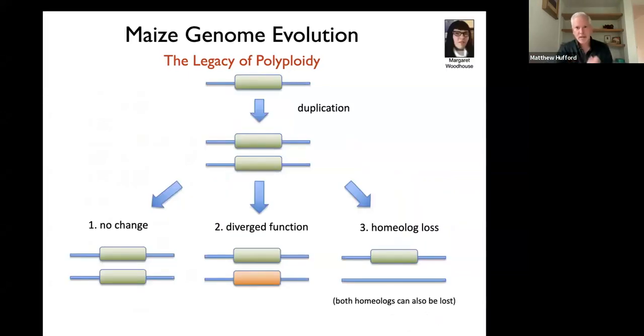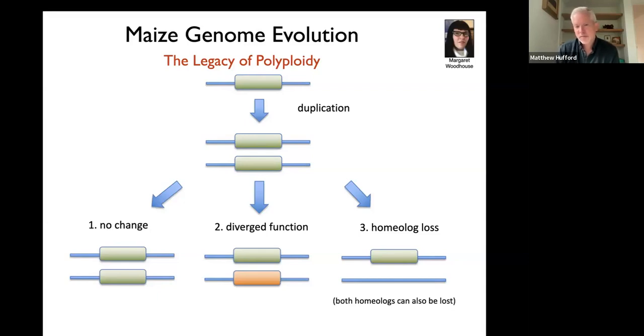And so Maggie Woodhouse, as part of the NAM project, was interested in looking at the extent to which that fractionation pattern varied across the different NAM lines that we generated sequence for. And so she looked at this legacy of polyploidy and how that's played out across the NAM lines.